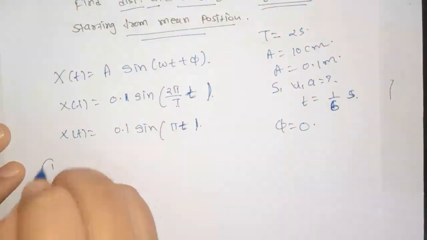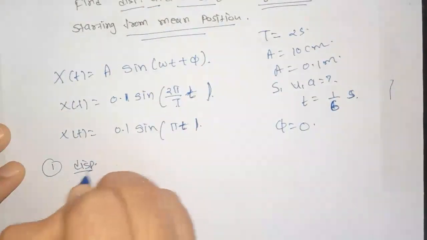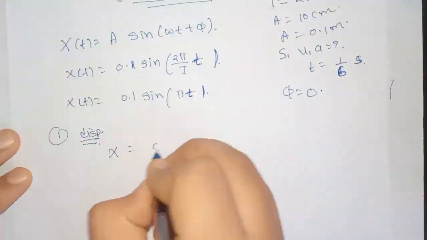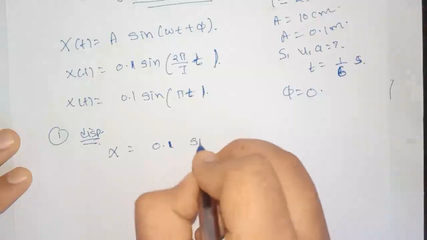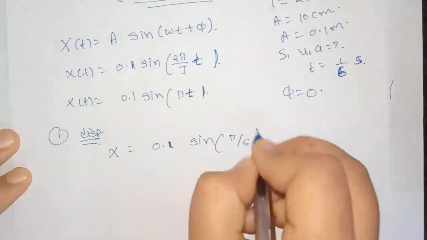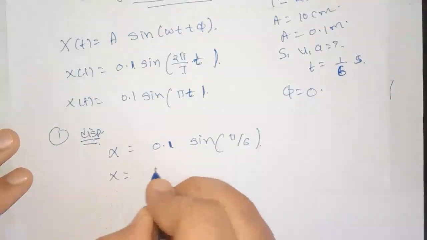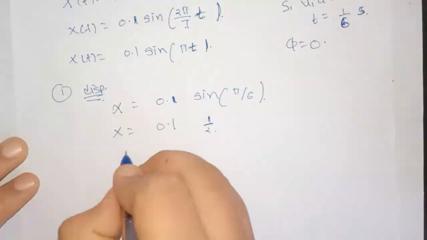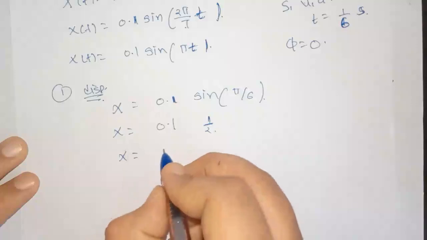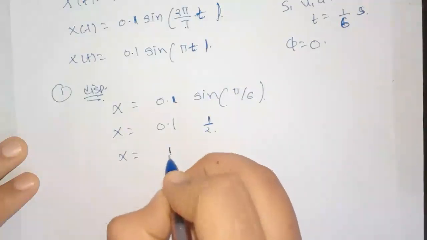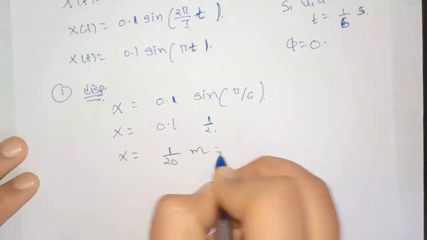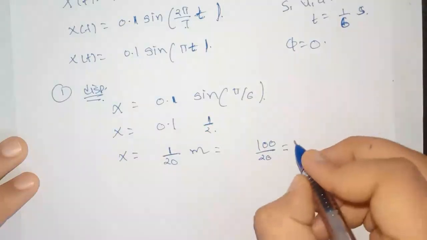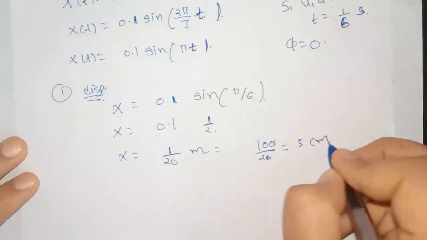Now first we want to find the displacement. Displacement x is equal to 0.1 into sine of pi by 6. Sine pi by 6 is 1/2. So x will be equal to 1/20 meter, that is equal to 100 by 20, that is 5 centimeter.